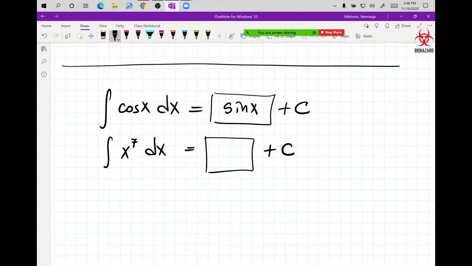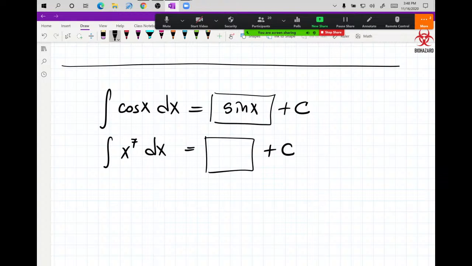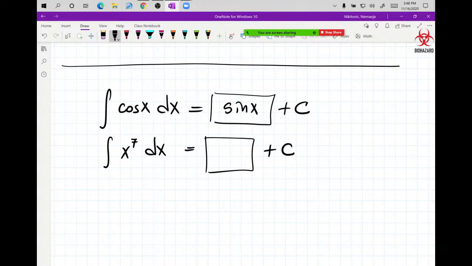Anyone? It's okay to be wrong. I mean, you are learning and you are trying. Even a partially correct answer would be good enough, because at that point we just have to fix one thing and we're done. One eighth x to the 8. That's perfect.